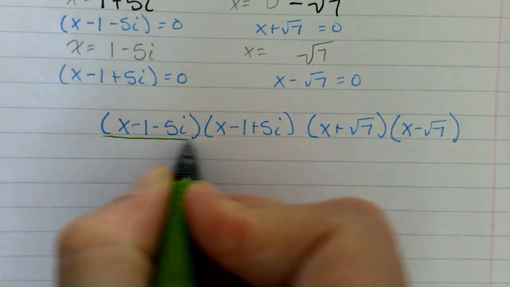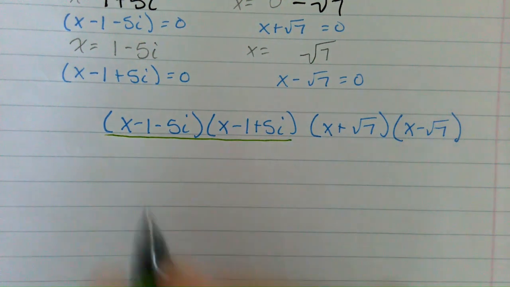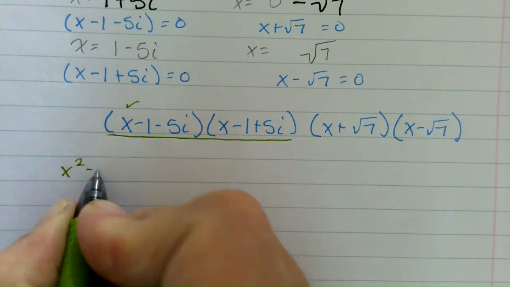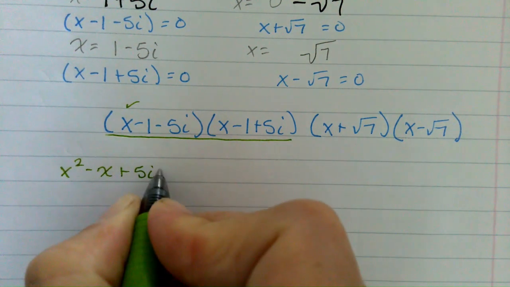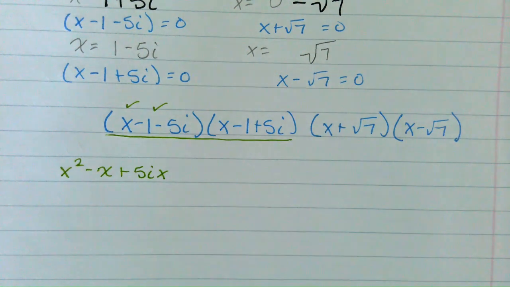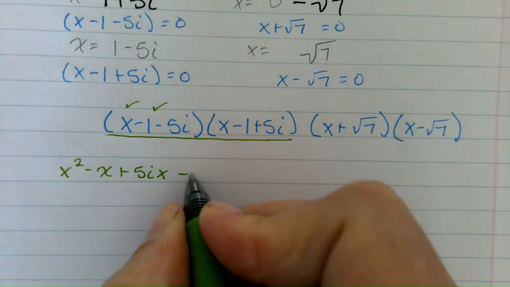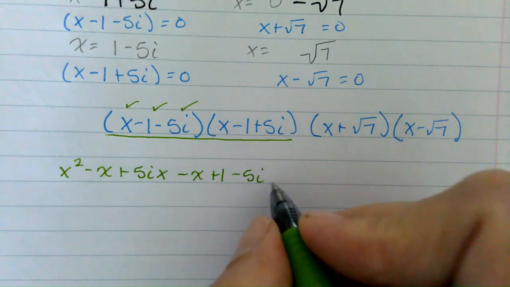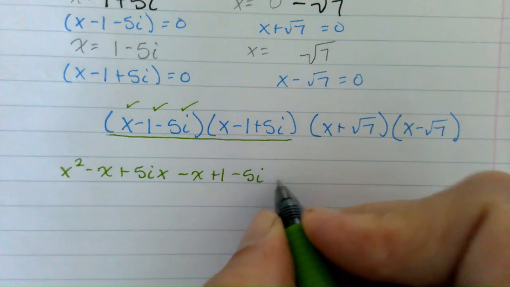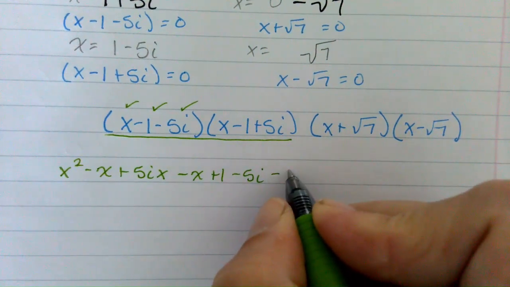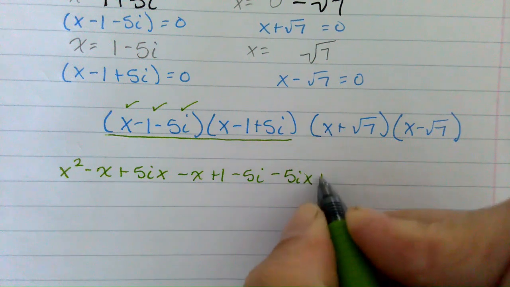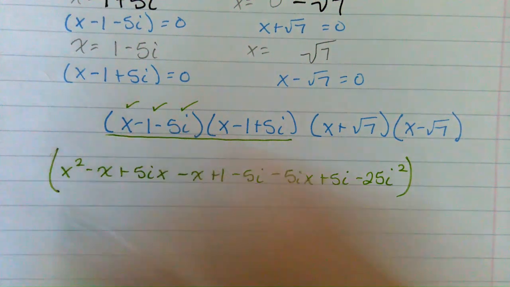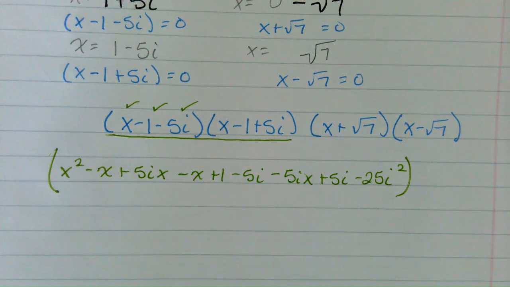So I'm going to multiply these 2 parentheses together first, and I'll do that in green, and I'm going to start by distributing the x through. So x squared minus x plus 5ix. Now I'm going to do the negative 1 through the second parenthesis, negative x plus 1 minus 5i, and then I'll do the negative 5i. Sorry, I was getting ahead of myself in my brain. Minus 5ix plus 5i minus 25i squared. We'll simplify that in a moment.